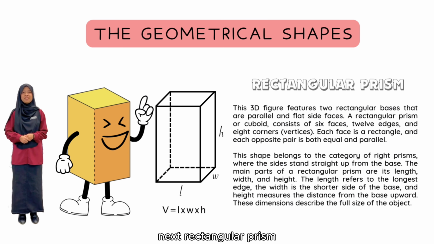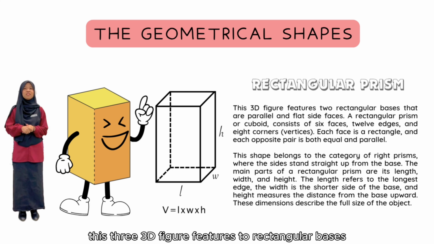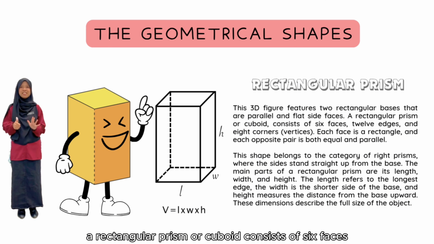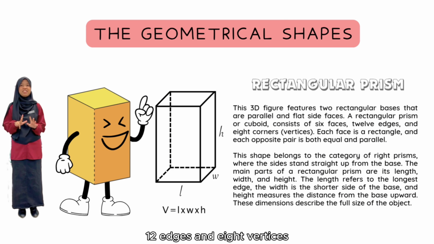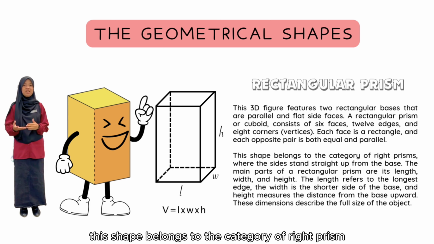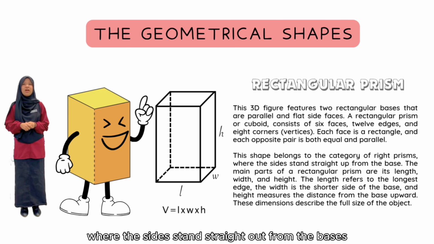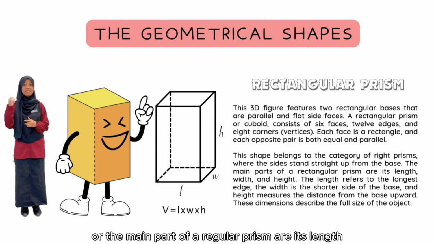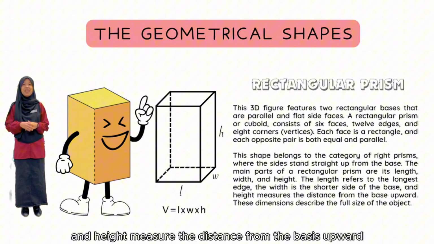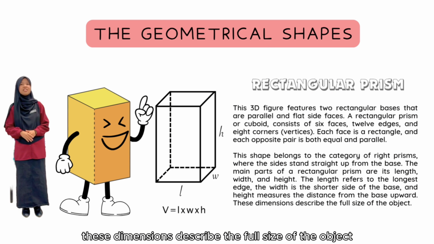Next, the rectangular prism. These 3D figures feature two rectangular bases that are parallel, and flat side faces. A rectangular prism or cuboid consists of 6 faces, 12 edges, and 8 vertices. Each face is a rectangle and each opposite pair of faces is equal and parallel. This shape belongs to the category of right prisms, where the sides stand straight out from the bases. The main parts of a rectangular prism are its length, width, and height. The length refers to the longest edge, the width is the shortest side of a base, and height measures the distance from the base outward. These dimensions describe the full size of the object.